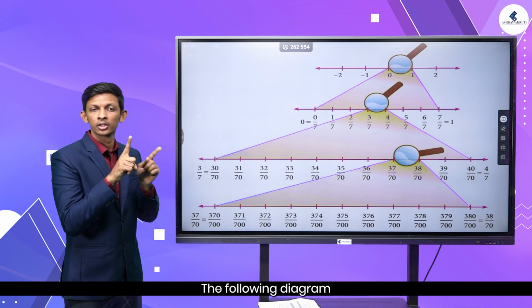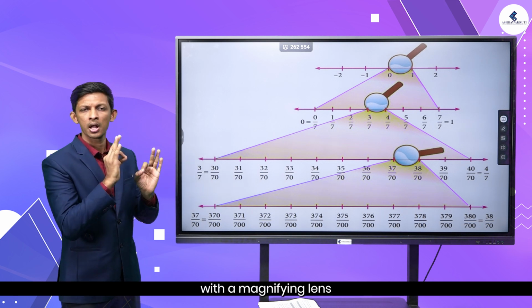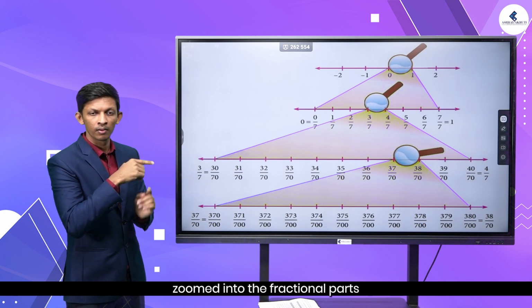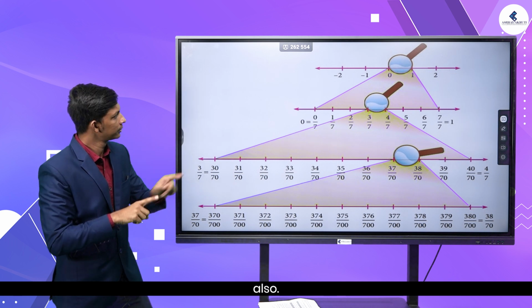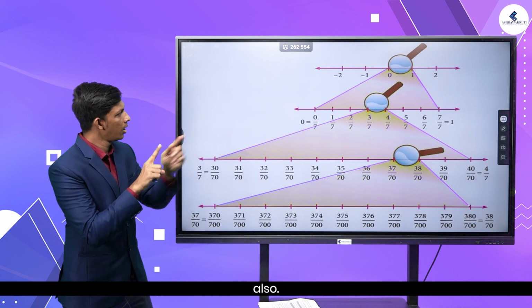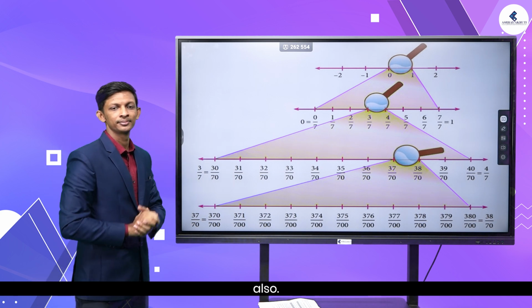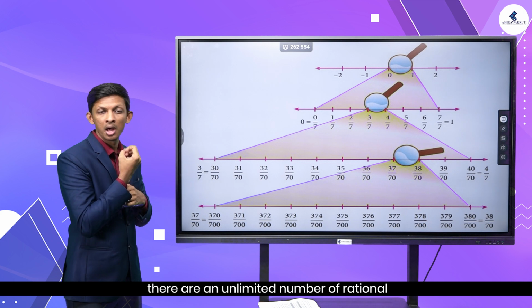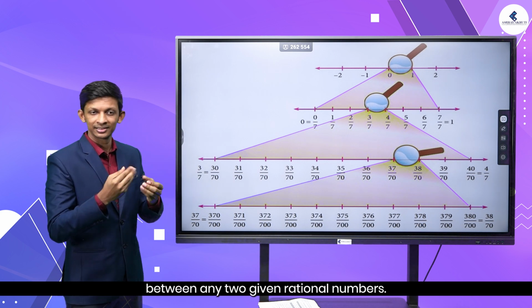The following diagram helps us to understand this nicely with a magnifying lens used between 0 and 1 and further zoomed into the fractional parts also. Thus, we can see that there are an unlimited number of rational numbers between any two given rational numbers.